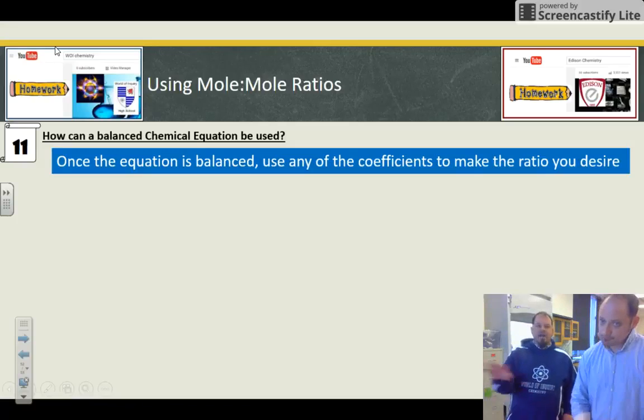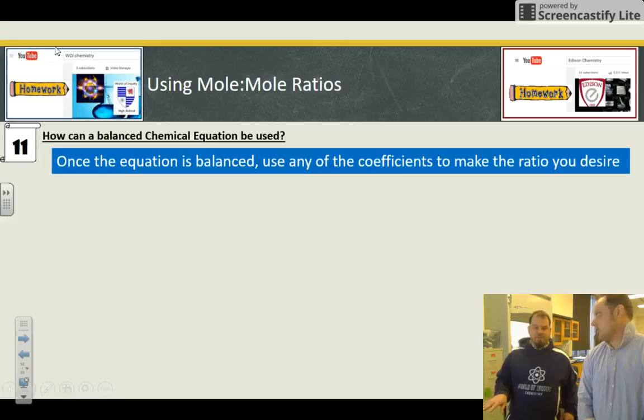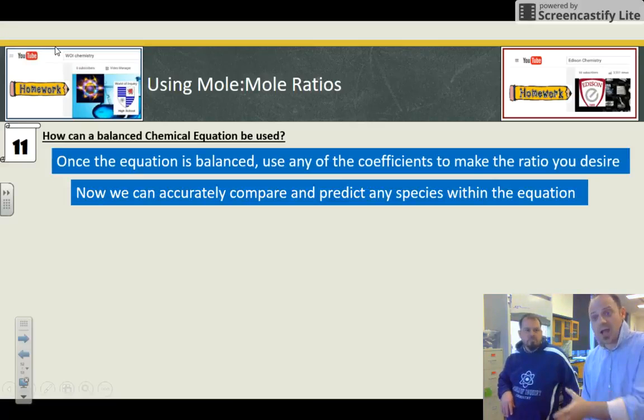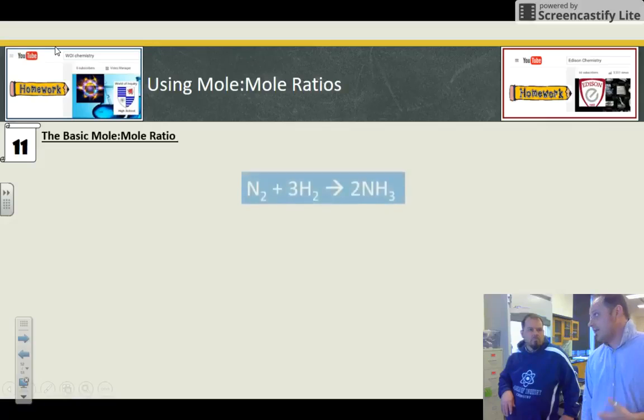So I can make any fraction using any of the coefficients. Correct. The only thing I need to make sure of is that the coefficient I use, I keep that molecule with it. That's all the rules. It's more dimensional analysis, letting units be your guide. We're going to use the balanced equation to create the conversion factor and then utilize it.